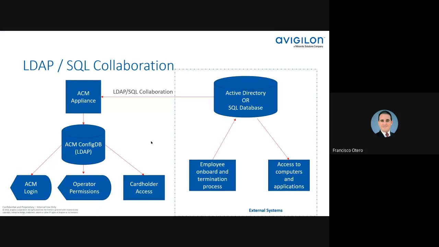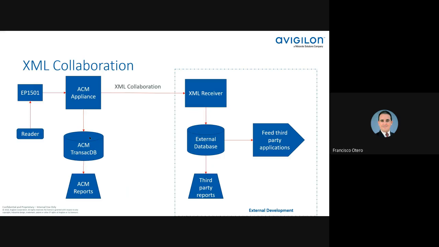So that is basically the collaboration, LDAP and SQL. They work similarly, right? And these collaborations, once you set them, you can give them a schedule, and they will run behind the scenes, updating those records. Another one is XML. If you were here last week, I touched on this one in regards to reports.